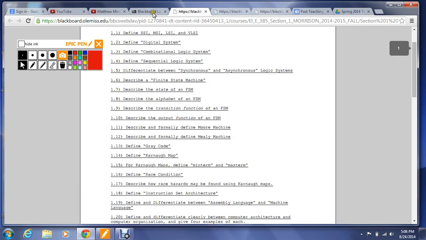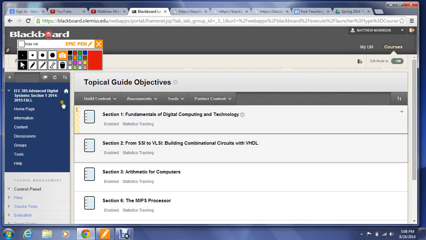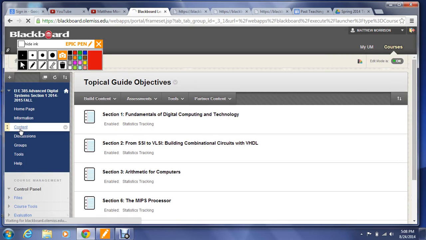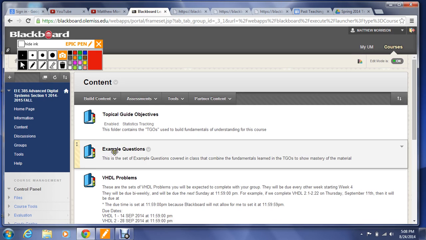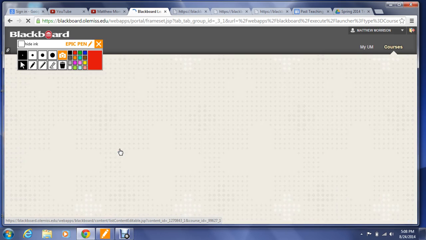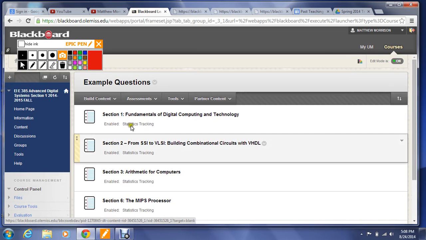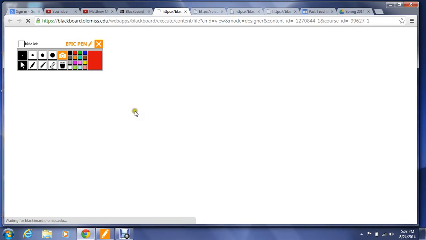Now, the other part of it is example questions, where the example questions take these fundamentals of the topical guide objectives and build that to be able to look forward towards creativity. I don't want you just memorizing. I want you to actually build towards understanding and then being able to take that understanding towards being creative.